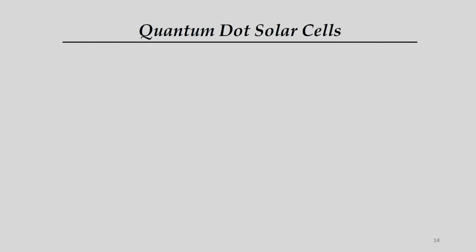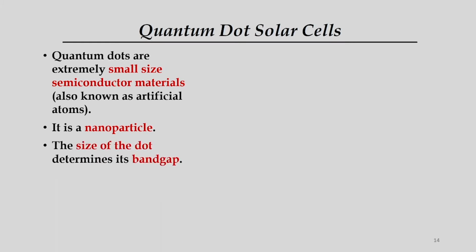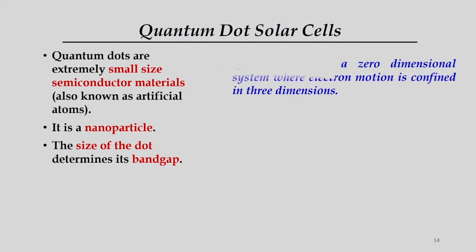Now, let us learn quickly what quantum dot solar cells are. Quantum dots are extremely small size semiconductor material. They are also known as artificial atoms. It is a nanoparticle. The size of the dot determines the band gap. Okay. The quantum dot is a 0-dimensional system where electron motion is confined in 3 dimensions.